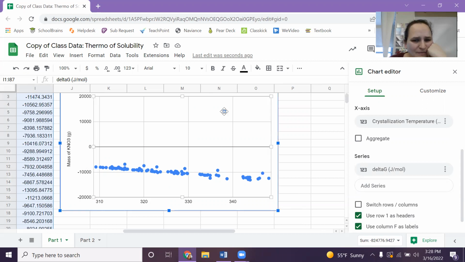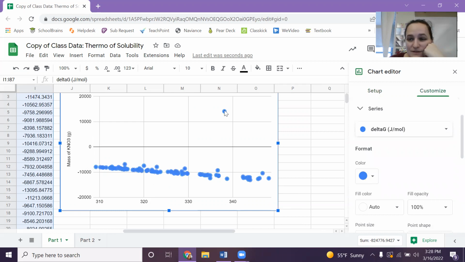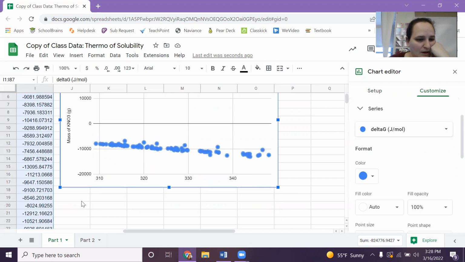What is this point? This is probably a typo of someone putting in their data. I didn't look that closely.